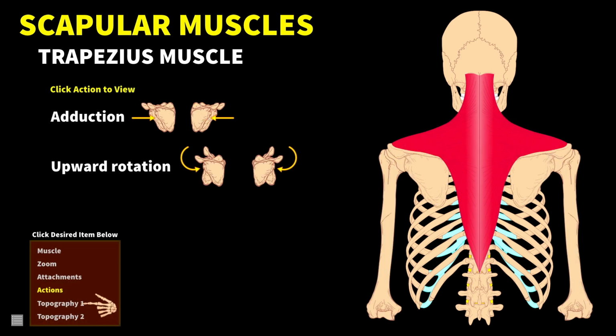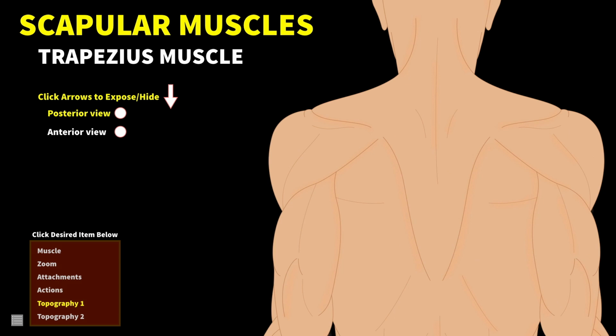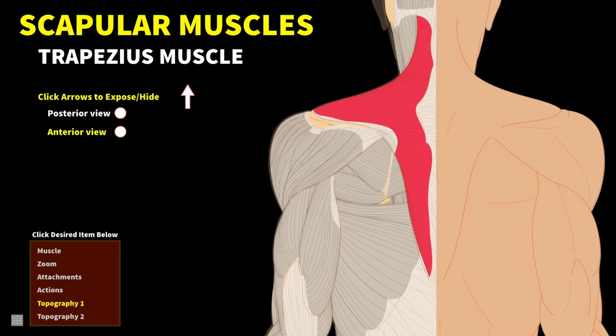Topographically, the trapezius is a superficial muscle, as we have seen that we had to make it transparent to see the previous muscles we studied. Note that when we make the skin transparent, we can easily observe the trapezius muscle.